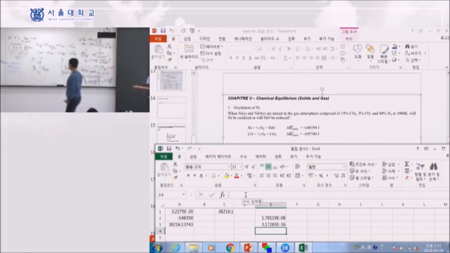Okay, so this is at this temperature, 3.17 times 10 to the minus 16 atm. This is minus 20 atm. So if you look at this one, my virtual partial pressure for the nickel and nickel oxide equilibrium state is 3.17 times 10 to the minus 16 atm. But my actual partial pressure is lower than that. So I should have nickel instead of nickel oxide. So this should be reduced to this one, yeah? Okay, so this is another way you can look at this problem.